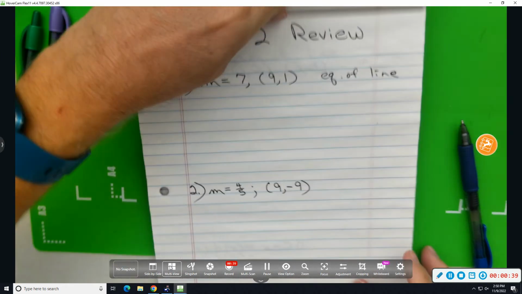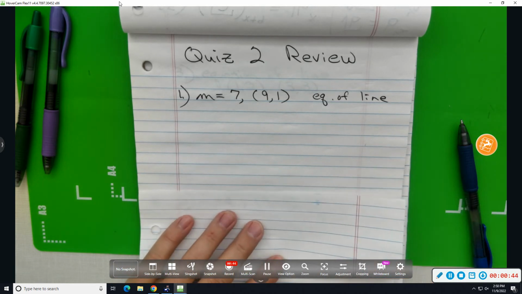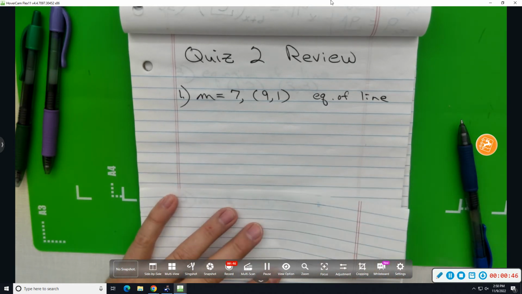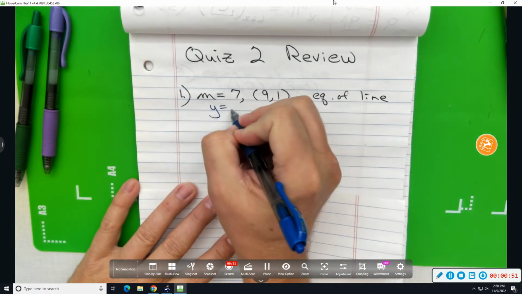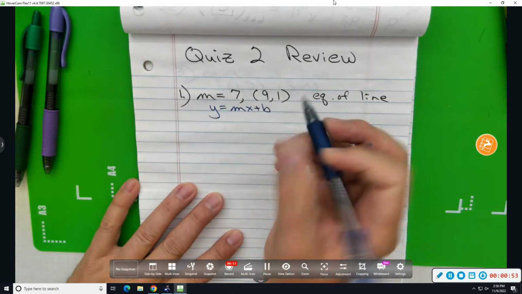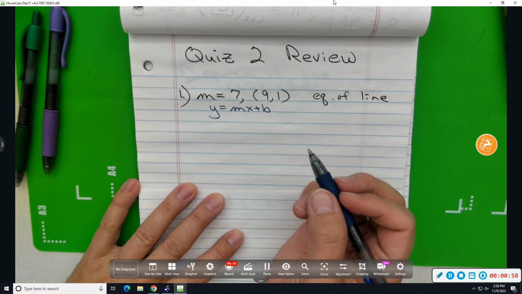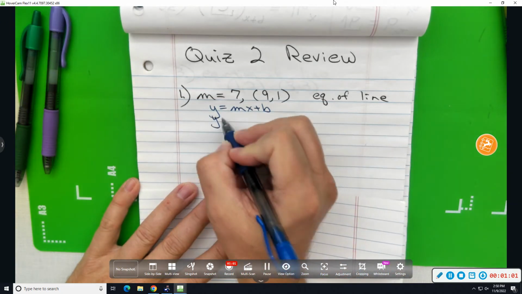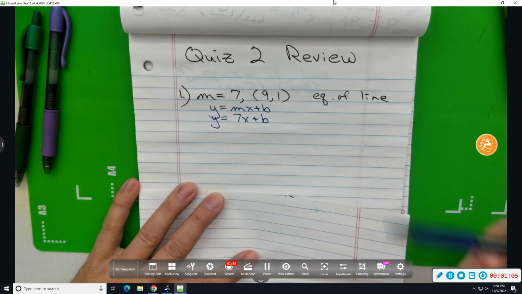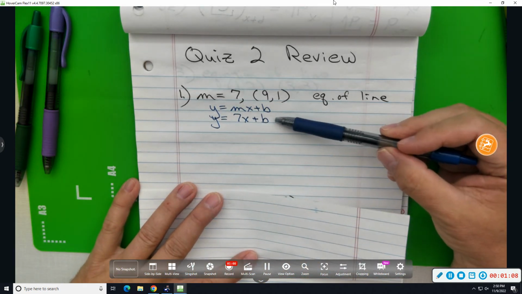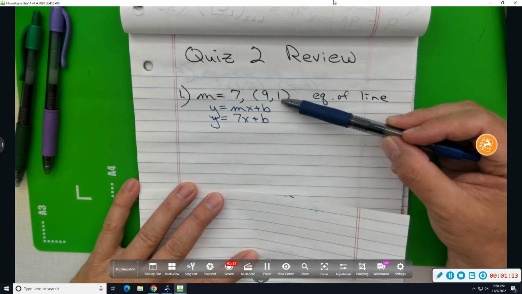Right here, we're looking at number 1. Just ignore that right there for the time being. Well, we know slope-intercept form of a line is y equals mx plus b. And they were nice enough to give us the slope. Remember, m is the slope of the line. So we know y is equal to 7x plus b. Remember, b is the y-intercept. That's where the graph passes through the y-axis. But they didn't give us the y-intercept.